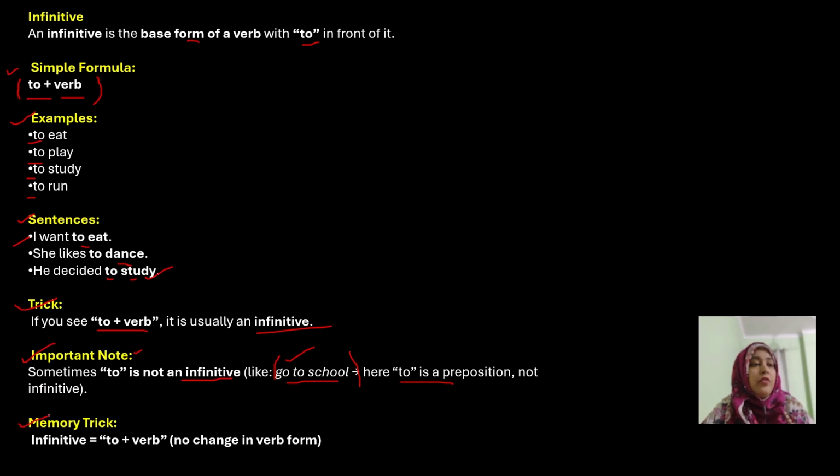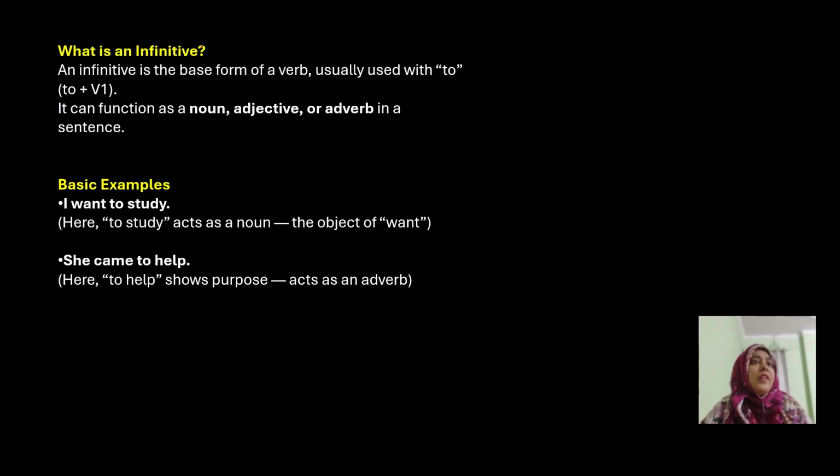One memory trick to remember infinitive: you have to remember the basic formula, to plus verb. No change in verb form. Remember this. You don't have to change the verb form. Second form of the verb, third form of the verb will not come. Only which form? First form, base form, with to in front of it. So these are the basic things of infinitive. Let's move forward.